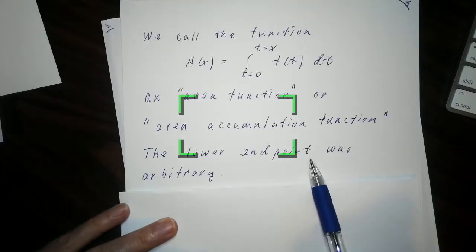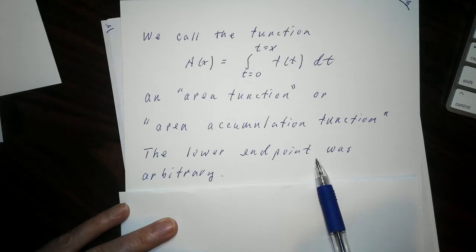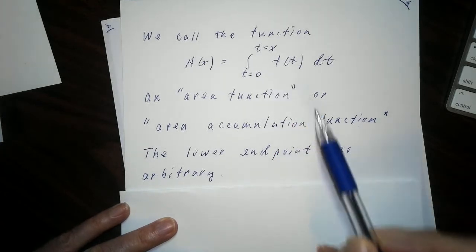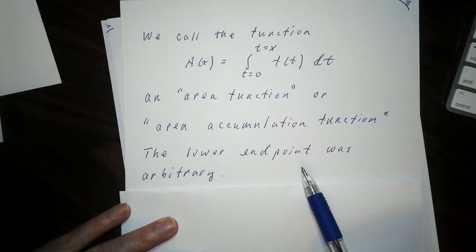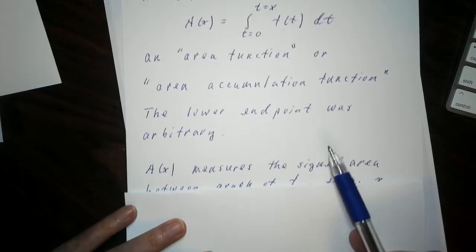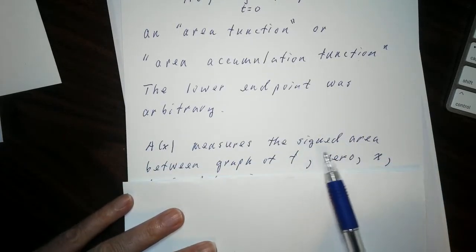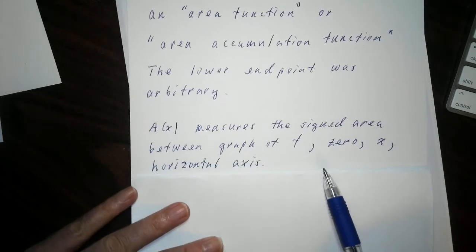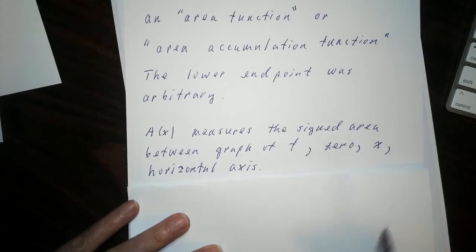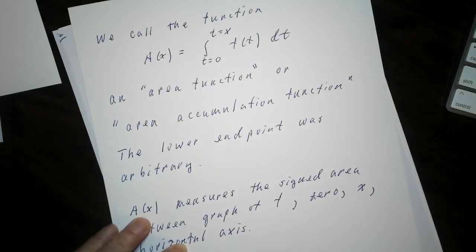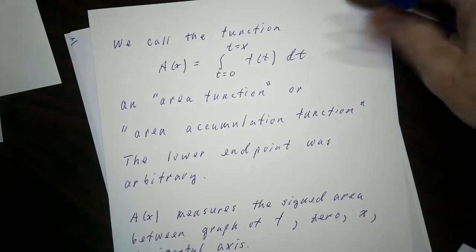I chose the lower endpoint to be 0. That was my choice. You could use 2 or 3, anything you want, so long as it's in the domain of the function. So A of X measures the signed area between the graph of F, 0, X, and the horizontal axis. Let's look at another example here.